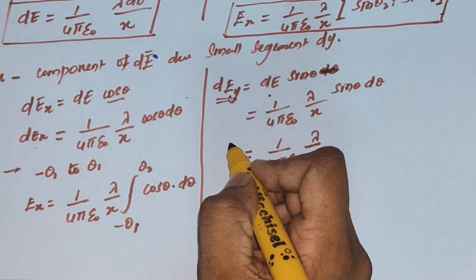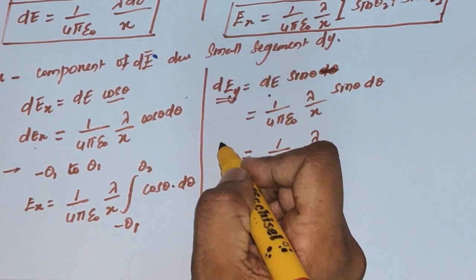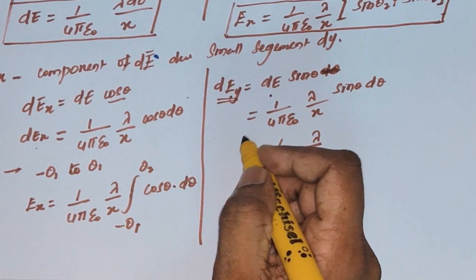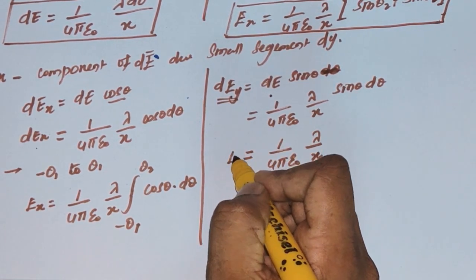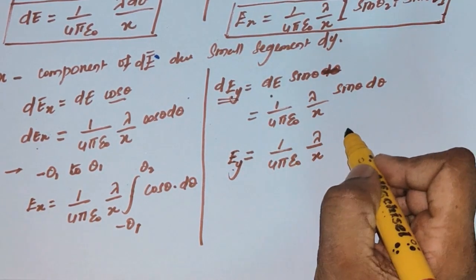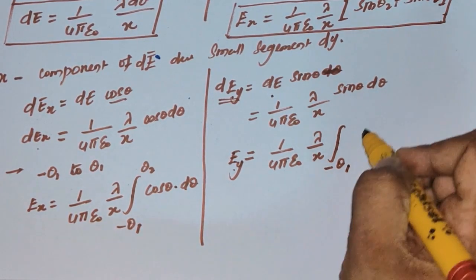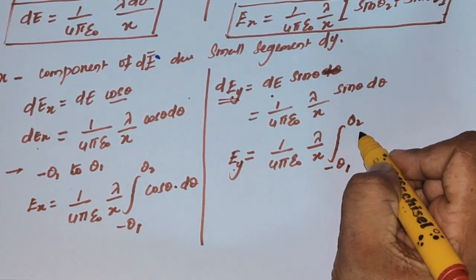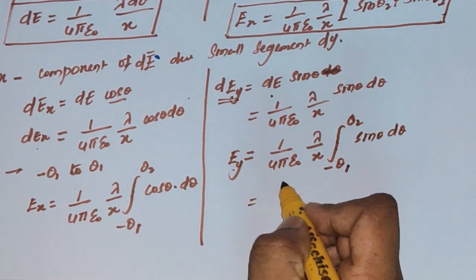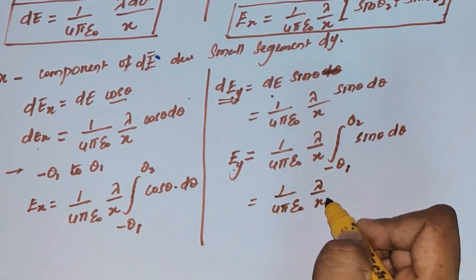If you want to calculate the total field due to the segment of length 2L, from minus theta 1 to plus theta 2, you need to take the integration on both sides. This is the total electric field at point P. So if you take the integration from minus theta 1 to plus theta 2 of sin theta d theta, this is equal to 1 by 4 pi epsilon, lambda by x.